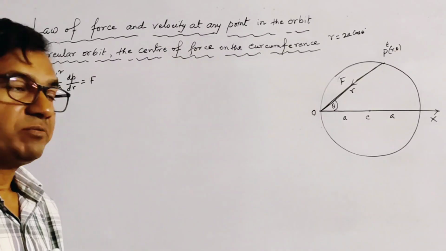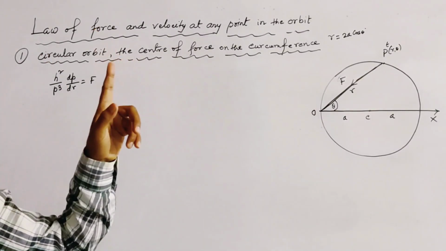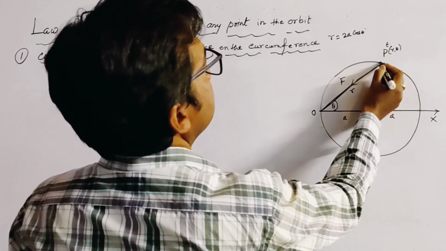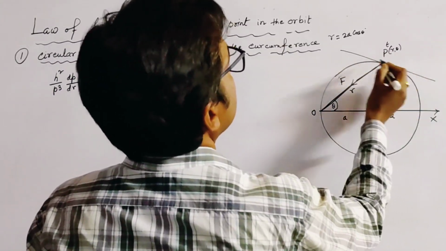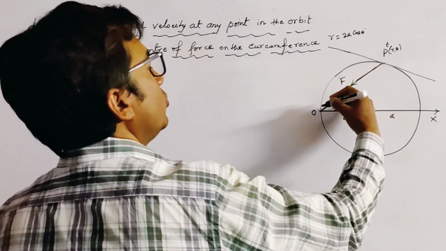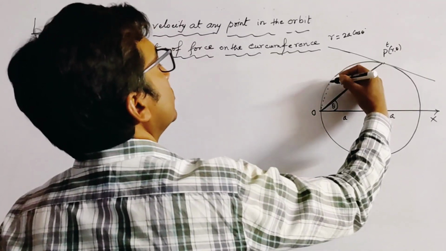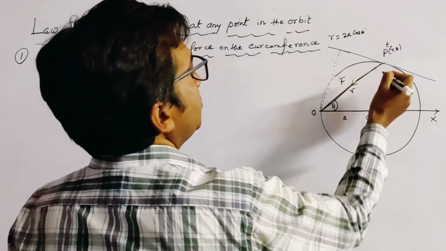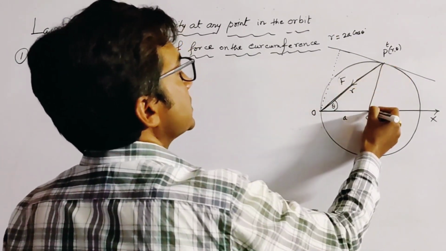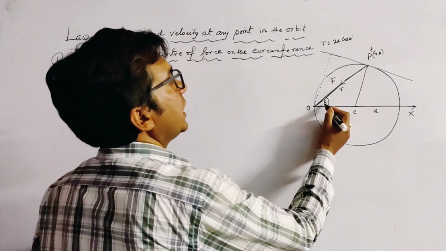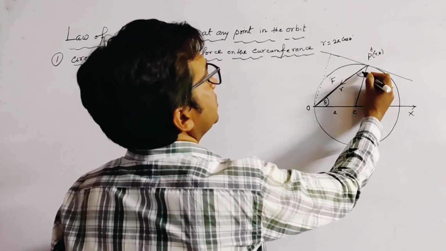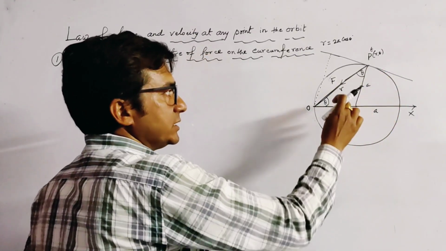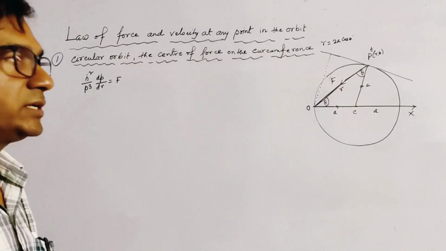Let us see. To derive central force and velocity, we first draw a tangent at the point P, right? This is the tangent at the point P of the circle, and we draw a perpendicular from the pole or from the center of force, and we join P to the center of the circle. This is C. Since this is theta, this angle is also theta, because these two are the same length a, and this is an isosceles triangle, right?